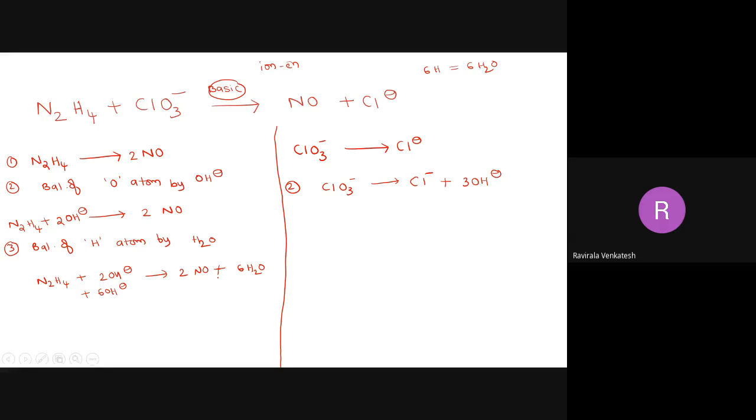This is important, beta. When you are adding 6 moles of water here, add the same number of OH minus on the opposite side. So how much will it be? 6 plus 2, 8 OH minus. So I write here N2H4 plus 8 OH minus gives rise to 2 moles of NO, 6 moles of water. Now hydrogen is also balanced. Here also let me take the same thing.